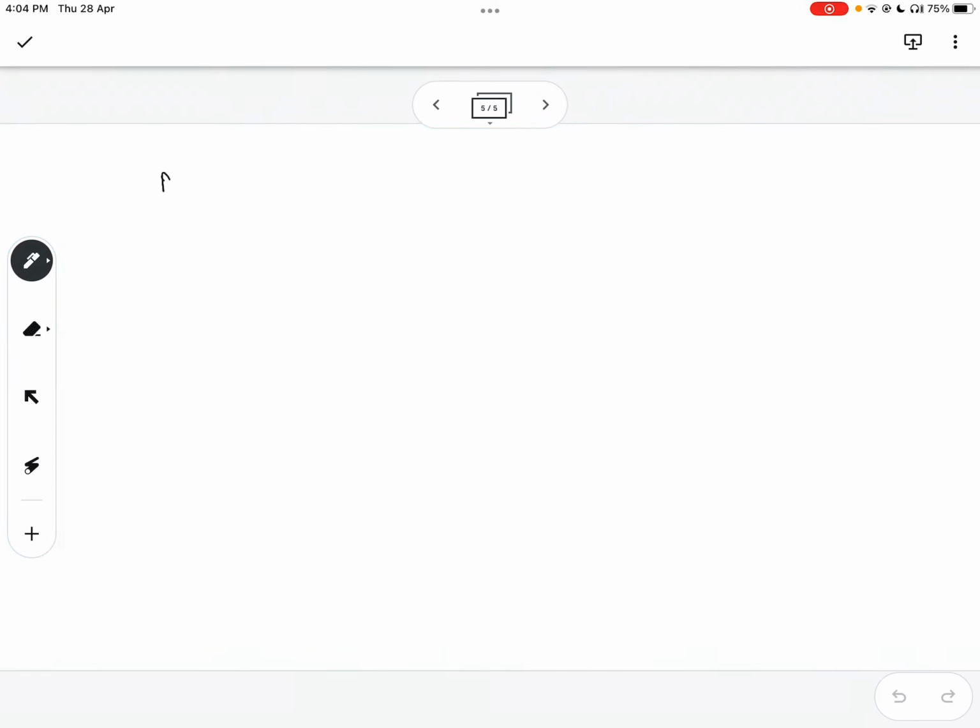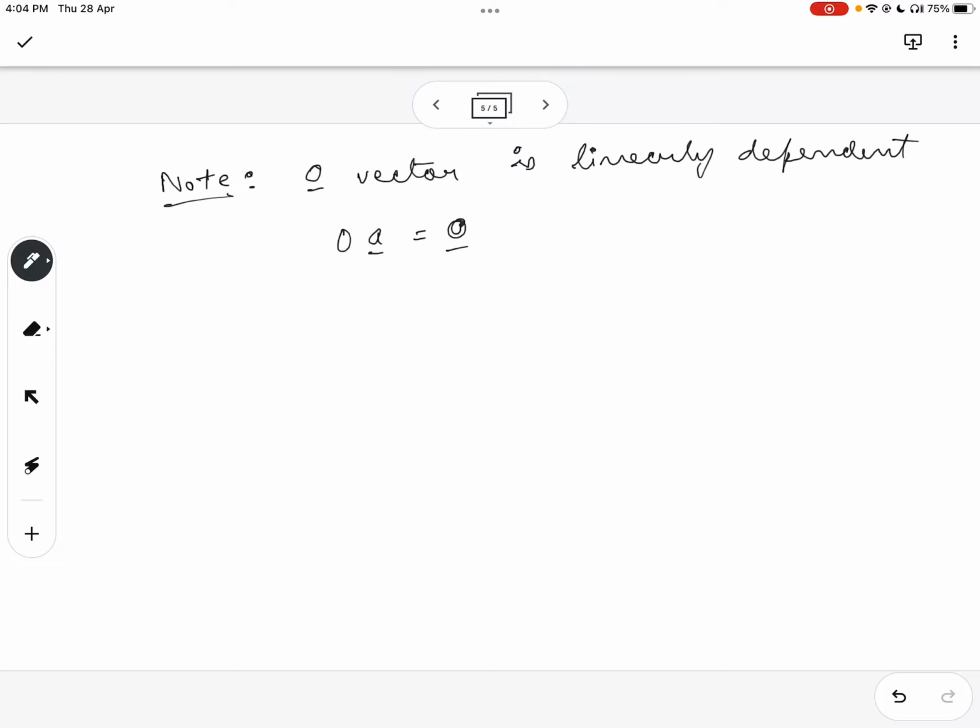It's important to note that the 0 vector is linearly dependent. If you take any vector A and multiply 0 to it, it gives us the 0 vector. And this violates the condition of linear independence, that none of the alphas should be non-zero for linear independence.